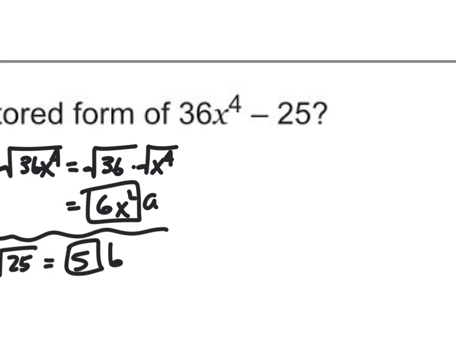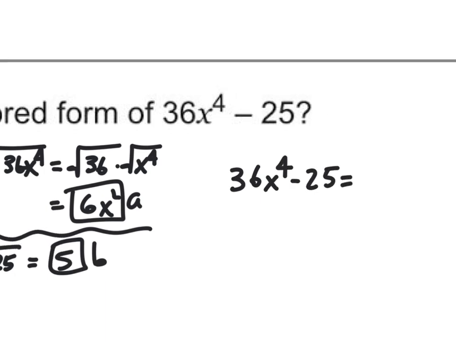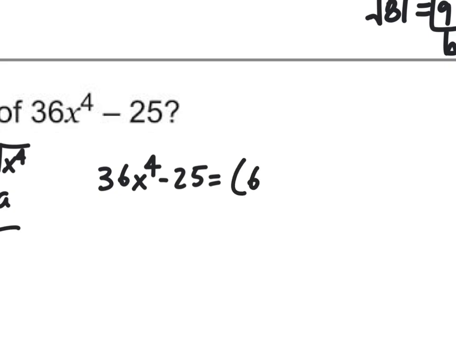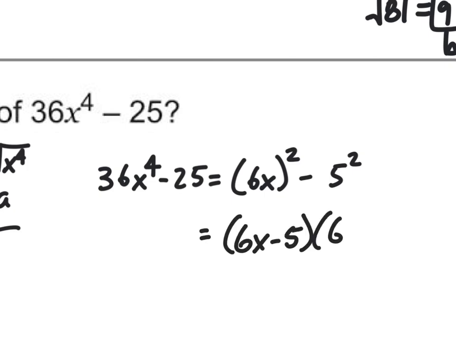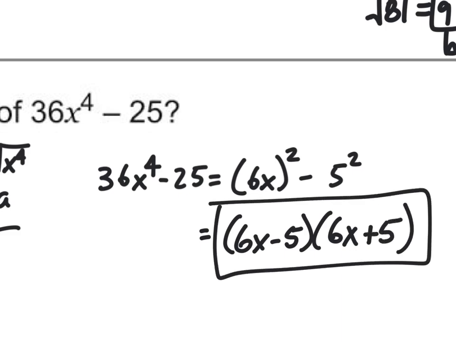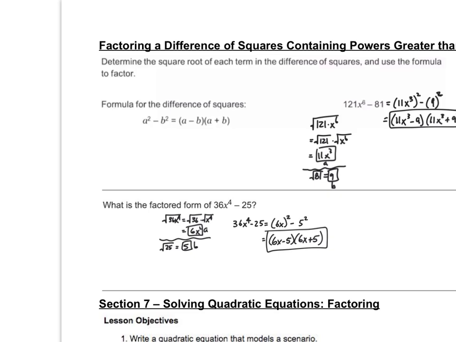So then I would rewrite 36x to the 4th minus 25 as the quantity 6x squared minus 5 squared. Because I have these two things squared, what I end up getting in factored form is 6x squared minus 5 times 6x squared plus 5. And that's it. So remember, the whole purpose of this is just to factor.